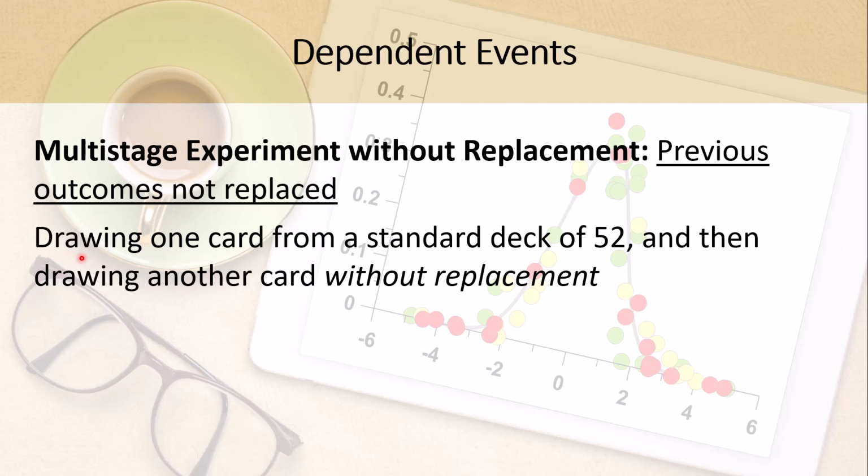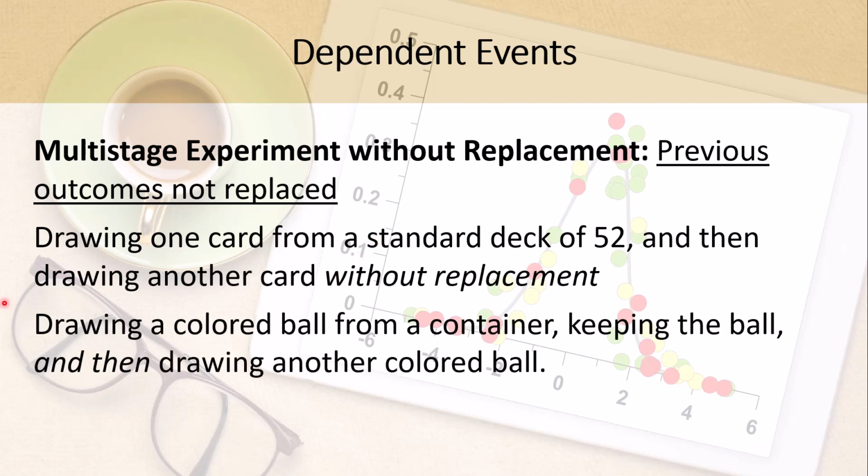Why are they dependent? Well, once you've drawn that one card and not put it back, you no longer have 52 cards. You have 51 cards. And the probability of drawing a certain card now is a function of how many cards you have left and the card that was previously drawn. Another example that we will use a lot is drawing a colored ball from a container and keeping that ball, because once you've done that, there's one less ball in that container, and then drawing another colored ball. Those are primary examples of multi-stage experiments where one stage is dependent upon the previous stage.